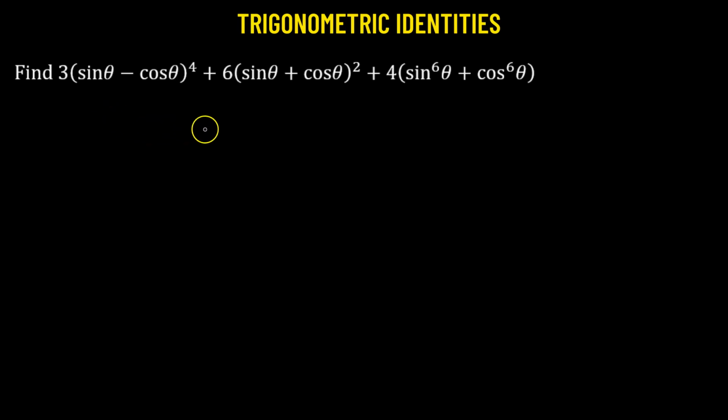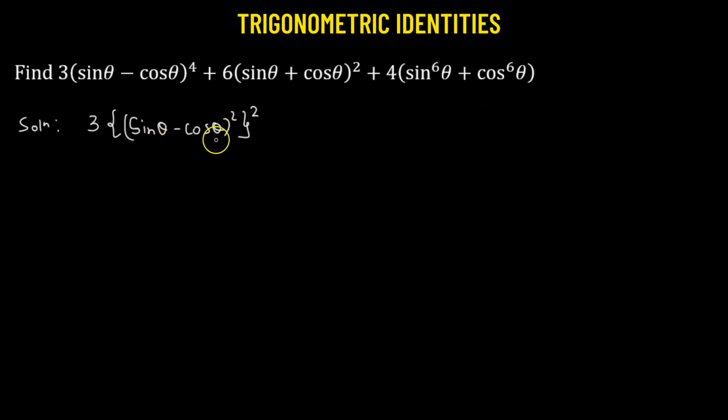We need to find out the value of the following. So let's begin. First, we are going to rewrite the expression. So we have (sine theta minus cosine theta) whole raised to the power of 4. We can also express this as ((sine theta minus cosine theta) whole squared) whole raised to the power of 2. So this is going to help us when we expand it.